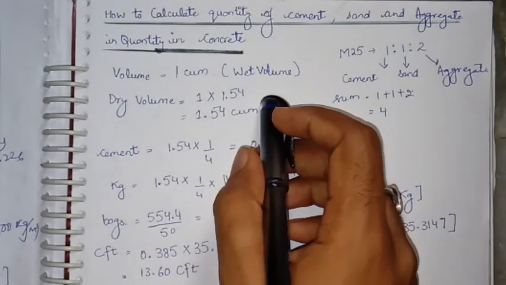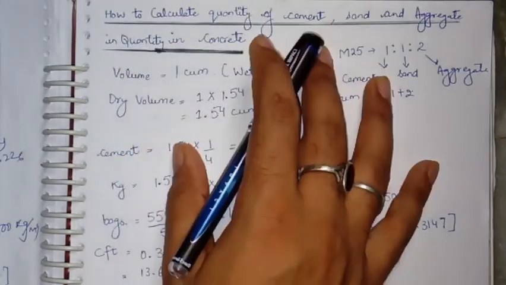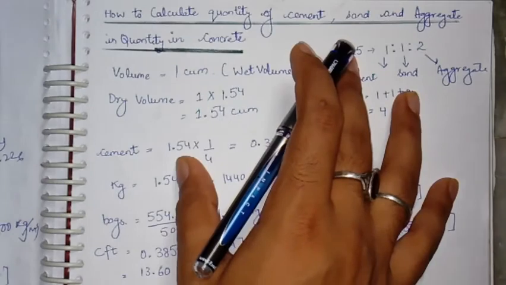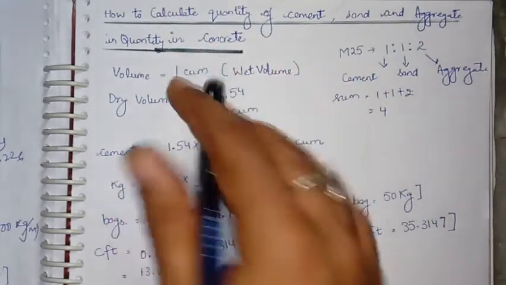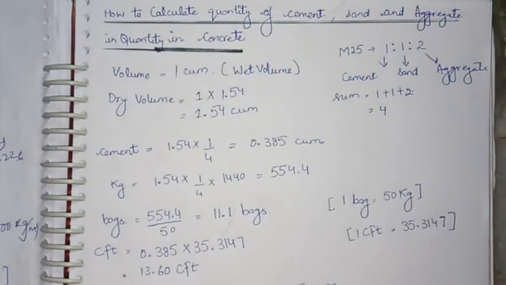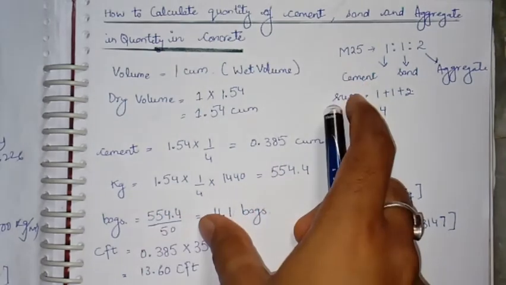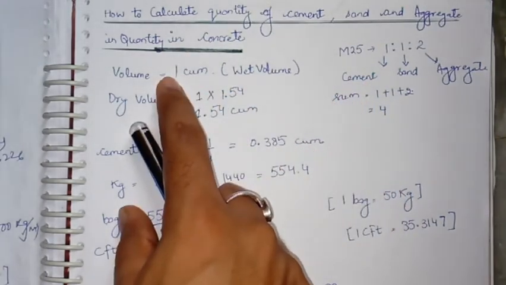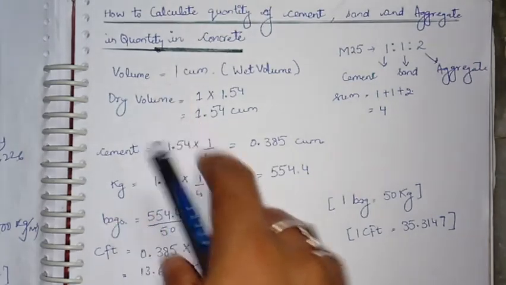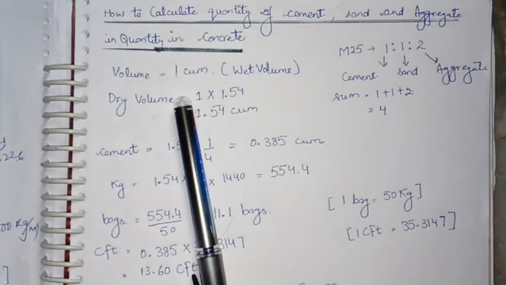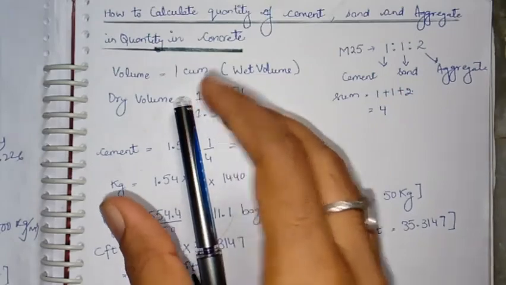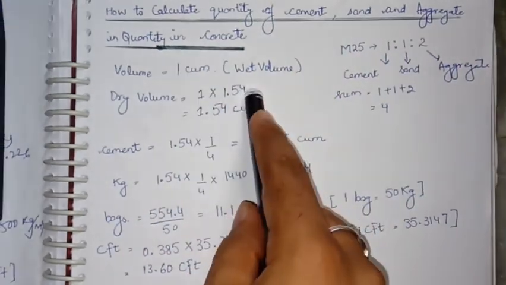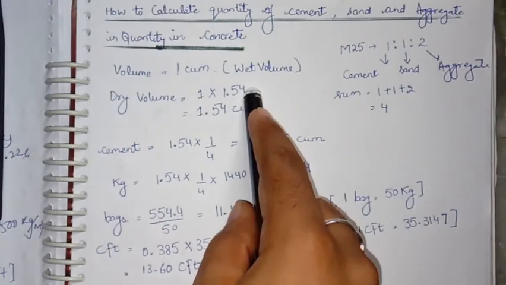Today is a video in which I will discuss how to calculate the quantity of cement, sand and aggregate in concrete. Let's take a volume of concrete, and I am taking the volume 1 cubic meter, and we all know that 1 cubic meter is a wet volume of concrete, so I have to convert it into a dry volume.